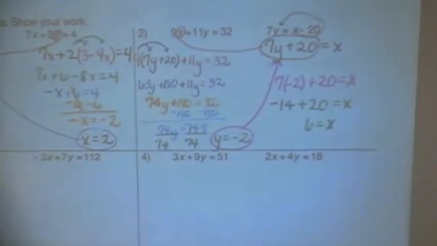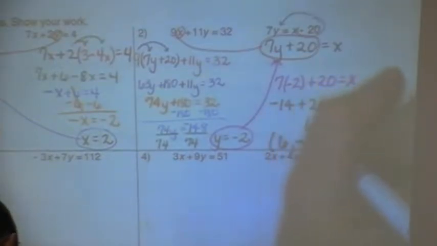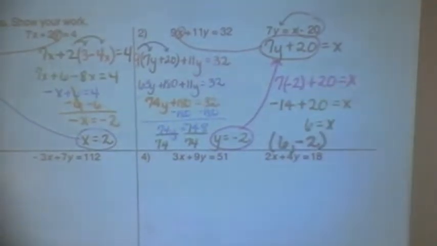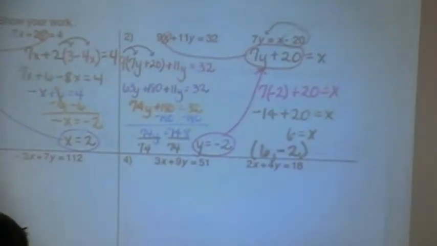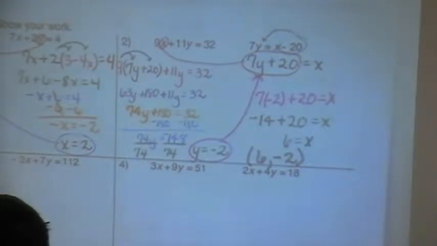So again, always check and make sure that when you write your ordered pair, you put them in the correct order. X comes first. So my ordered pair is the ordered pair 6, -2. So far, so good? It seems like a lot, like a really long process.